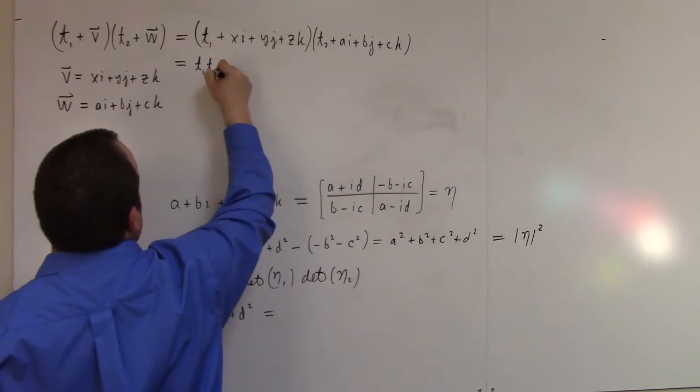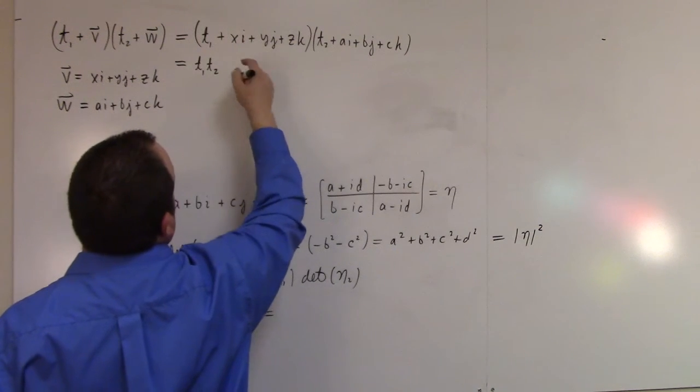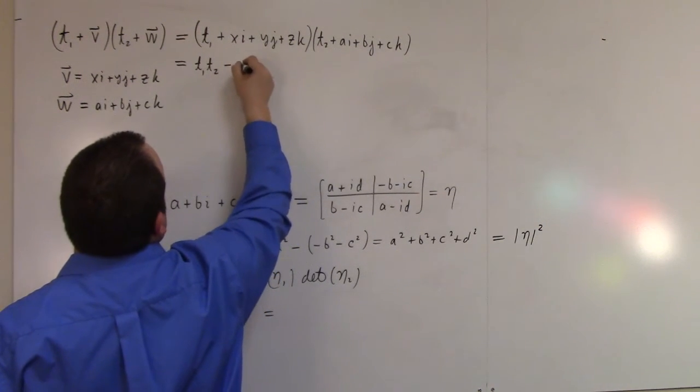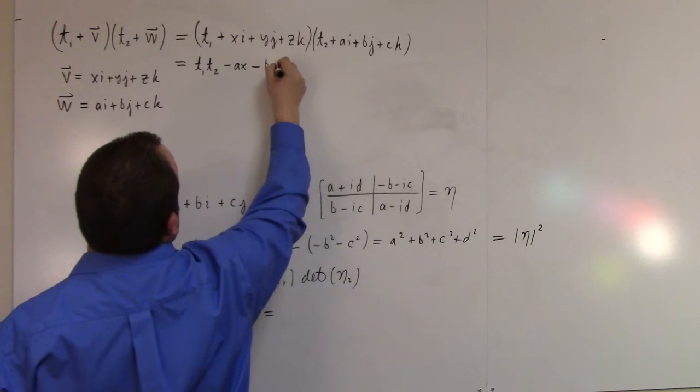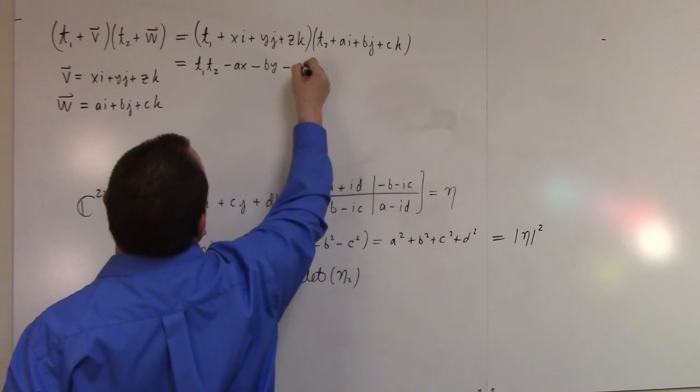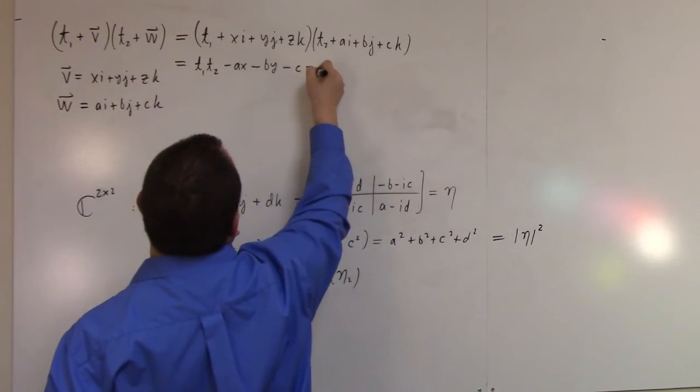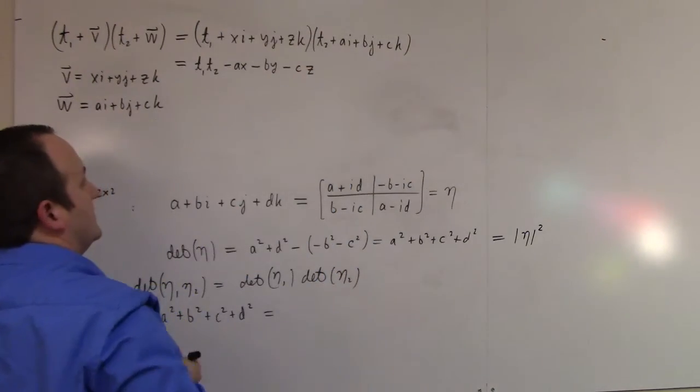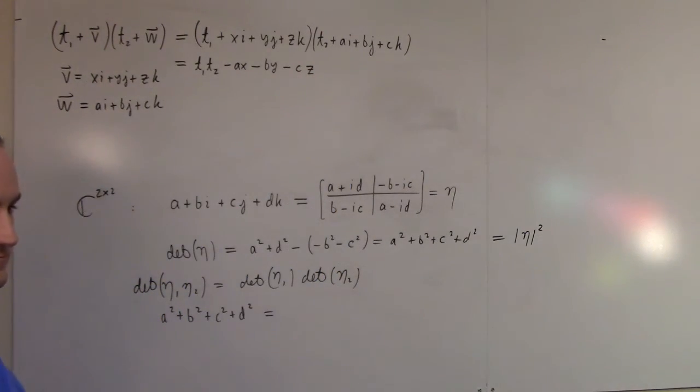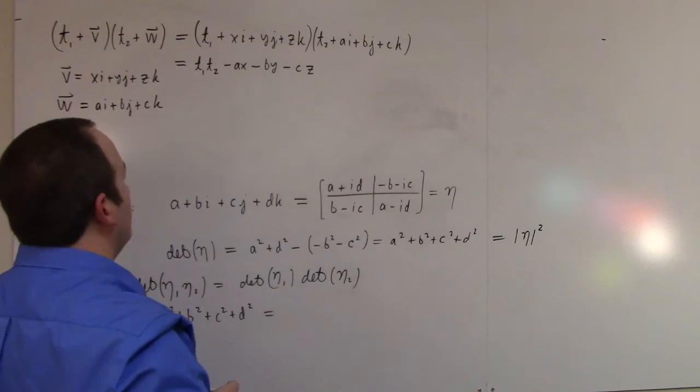All right. I'm going to collect all the real terms to start with. So T1, T2, minus AX, minus BY, minus CZ. I don't know why I'm writing this ABC first. I did though, so it's done. Kind of like it that way.